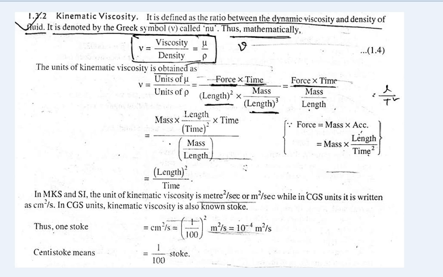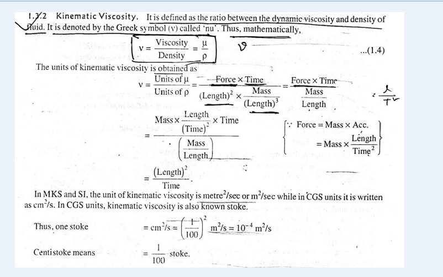So I am going to start this fourth lecture, that is kinematic viscosity. So what is kinematic viscosity? It is basically defined as the ratio of dynamic viscosity and the density of the fluid. This nu is a Greek symbol, as you can see. Nu is equal to viscosity, denoted by mu, which we already know, divided by density, which is rho.